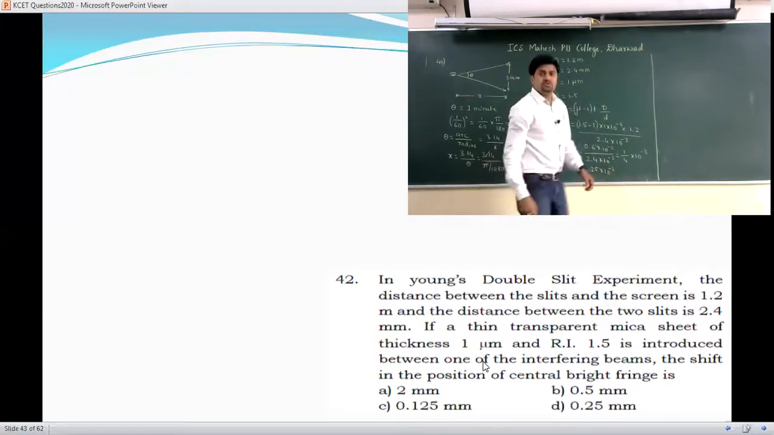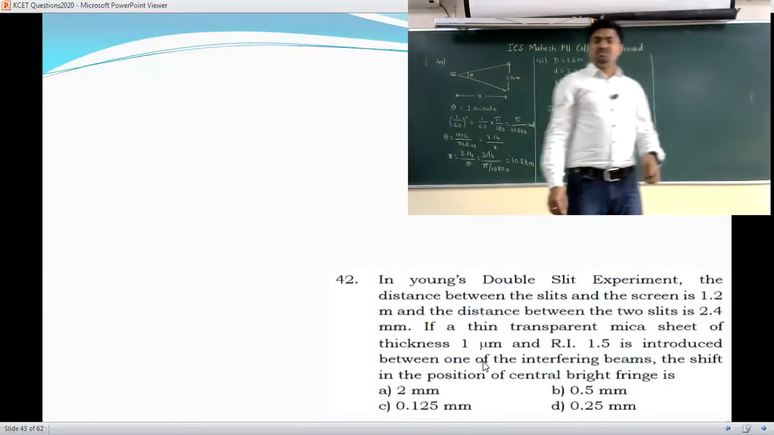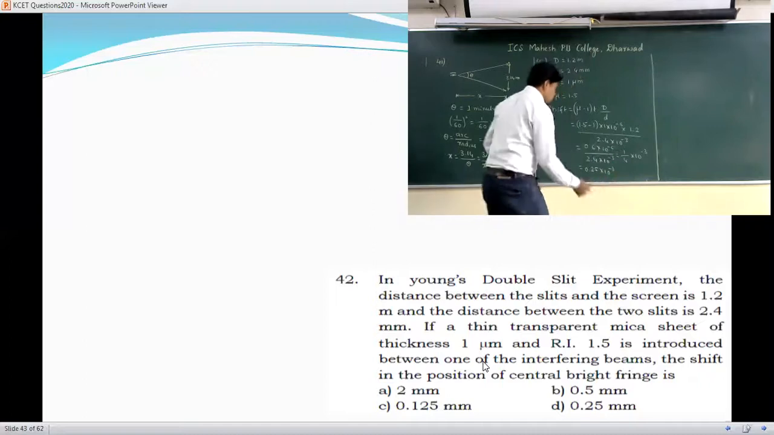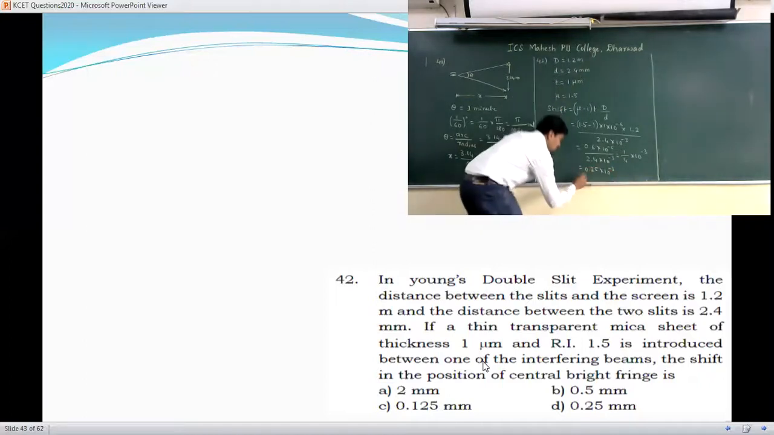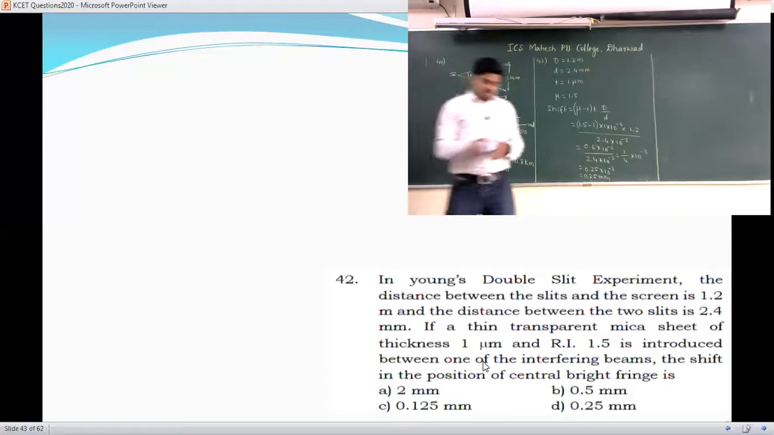Just go through the options there. Yes, option D is 0.25 mm, so it is 10 raised to minus 3, so I can write this as 0.25 mm. Option D should be your answer. Okay, let's go to the next one.